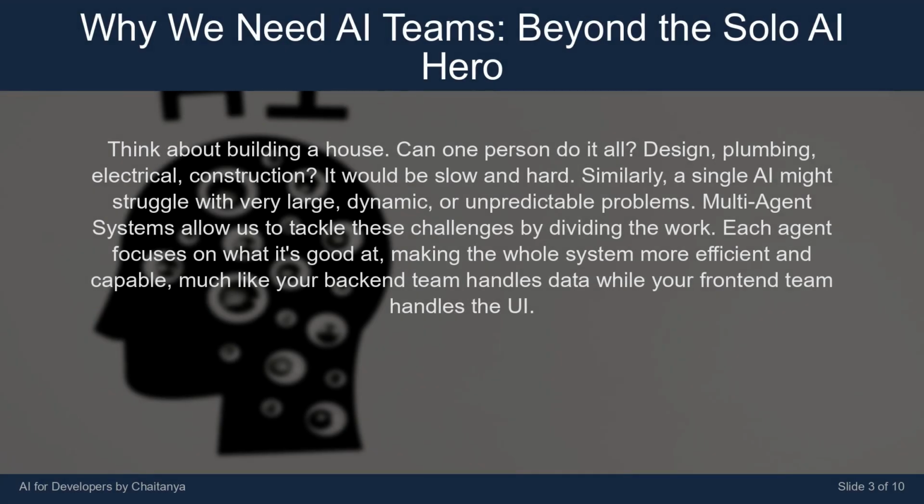Think about building a house. Can one person do it all? Design, plumbing, electrical, construction? It would be slow and hard. Similarly, a single AI might struggle with very large, dynamic, or unpredictable problems. Multi-agent systems allow us to tackle these challenges by dividing the work. Each agent focuses on what it's good at, making the whole system more efficient and capable. Much like your back-end team handles data while your front-end team handles the UI.